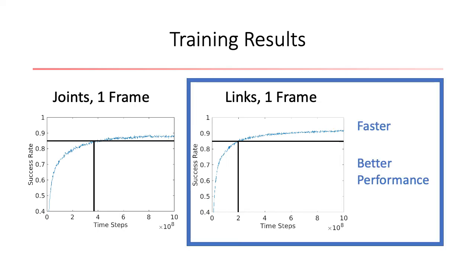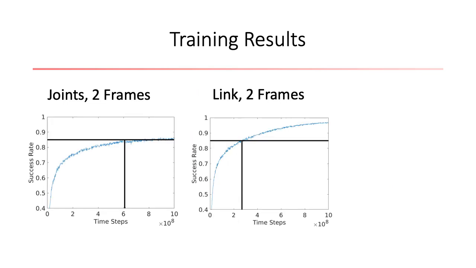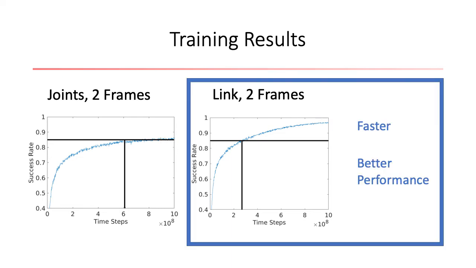Thus, in the 1 frame case, link observations learn faster and reach better performance than joints. We will now consider 2 frame cases. Here, joints 2 frames takes about 610 million time steps to reach 85% success rate compared to 270 million time steps for links 2 frames. At the end of training, joints 2 frames reaches an average success rate of only 86% compared to links 2 frames at almost 97%. Therefore, for 2 frames, the gulf between joints and links widens, again with links learning faster and reaching better performance than joints.